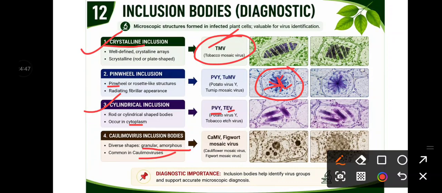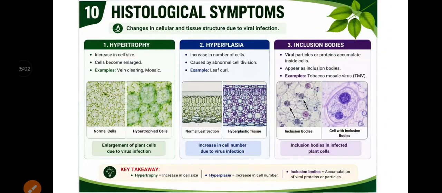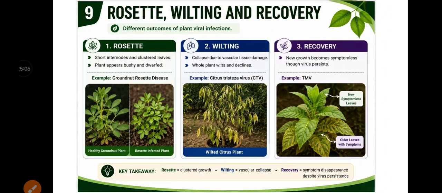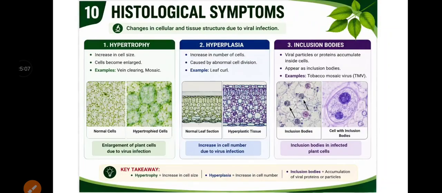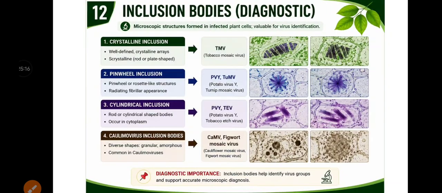So these are the diagnostic structures for identification of the virus at the microscopic level. So this is about the symptoms produced by a virus: the macroscopic symptoms, then the symptoms produced at the histological level, then the symptoms produced at the cytological level, meaning at the nuclear, cytoplasm, chloroplast or mitochondrial level, as well as finally the most important diagnostic symptoms produced by plant viruses, that is the inclusion bodies. So here we have covered all about the symptoms produced by plant viruses.